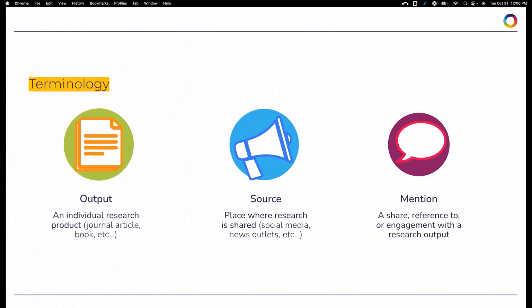So some of the terminology that you've heard in past trainings, and that I'll emphasize here again, because you'll hear me talking about it: output, source, and mentions. The output is that piece of research, generally a journal article, but it could be a book or a book chapter as well. The sources are where that research is shared, whether on one of the social media platforms that we track, or in a news outlet. And the mention is that actual reference to a piece of research or a share.